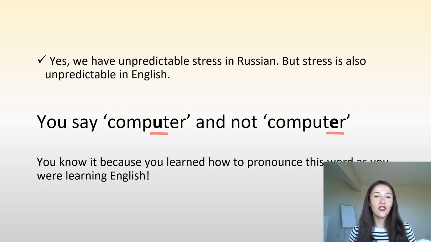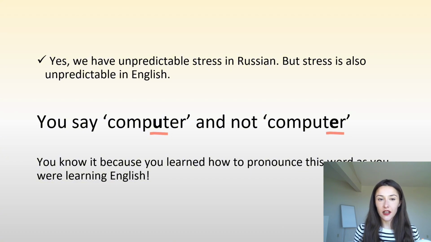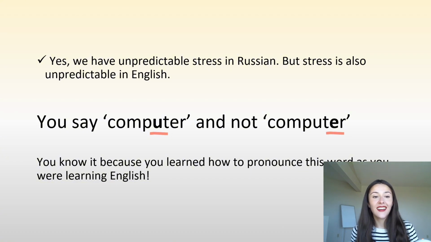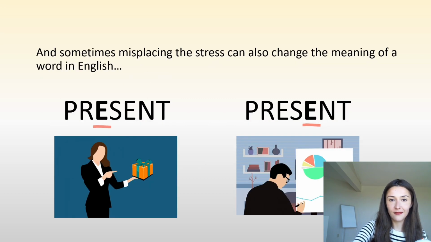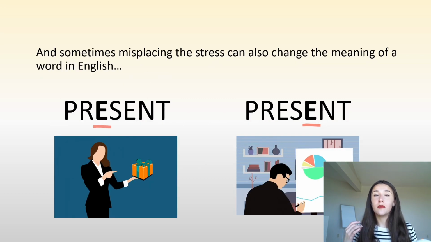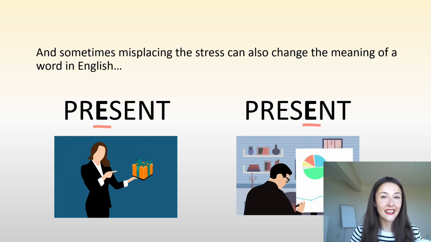Yes, we do have unpredictable stress in Russian, but stress is also unpredictable in English. You say computer and not computer. You know it because you learned how to pronounce this word as you were learning English. And sometimes misplacing the stress can also change the meaning of a word in English. Look at this example. Present, present. Present versus present.